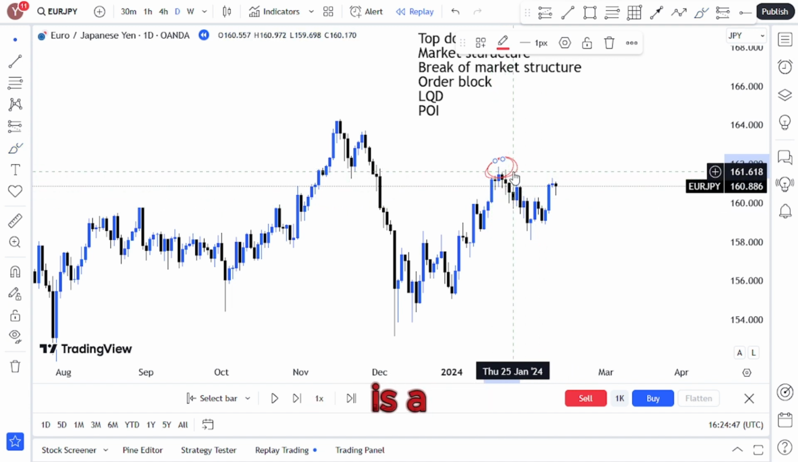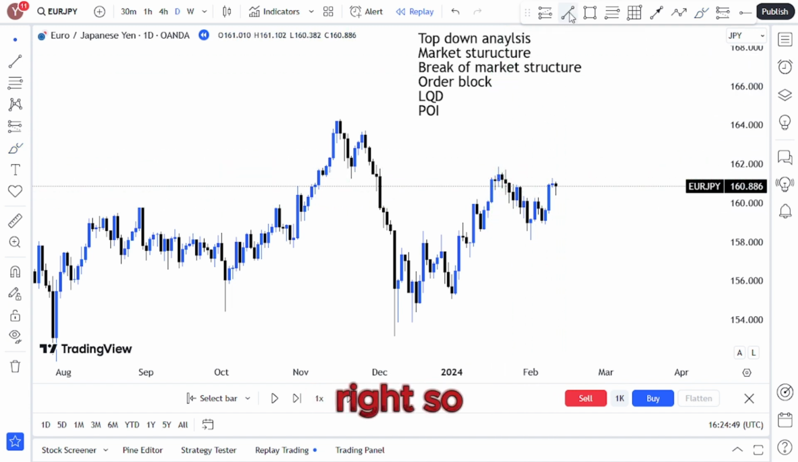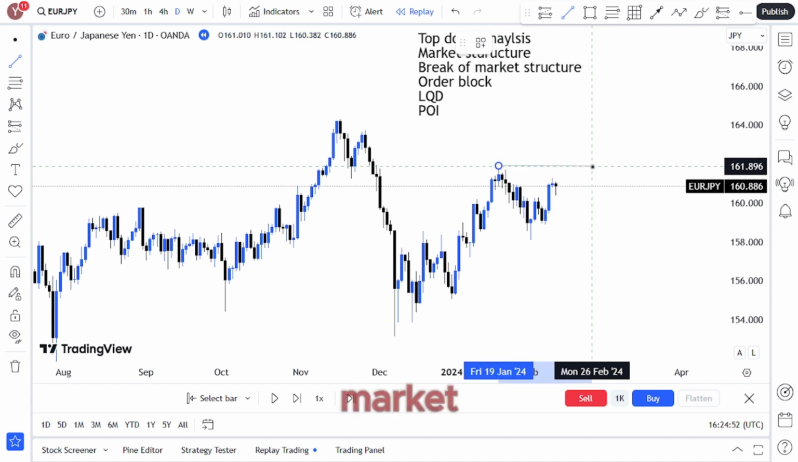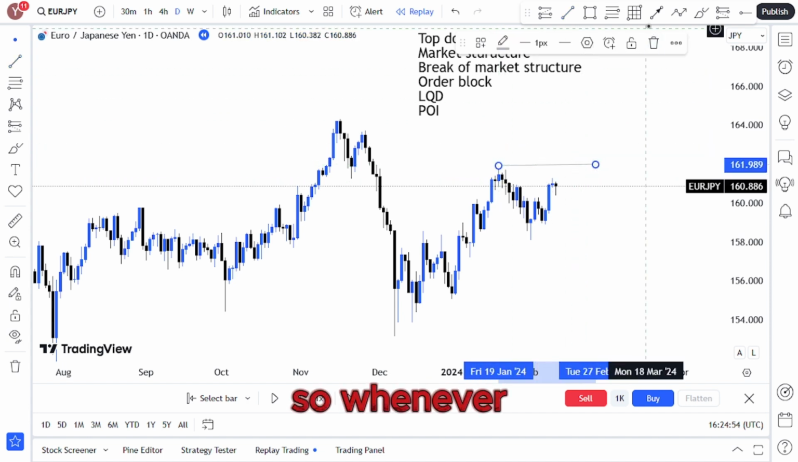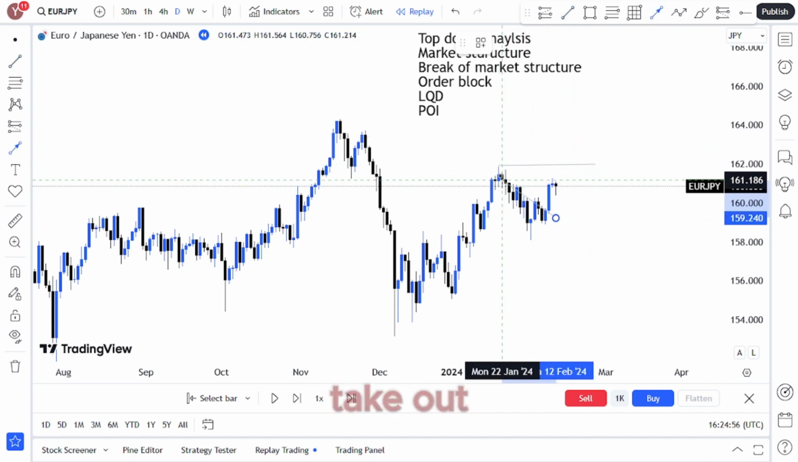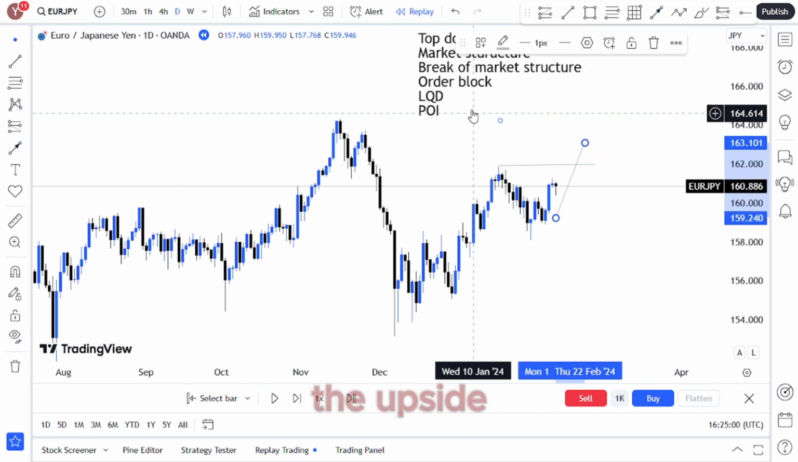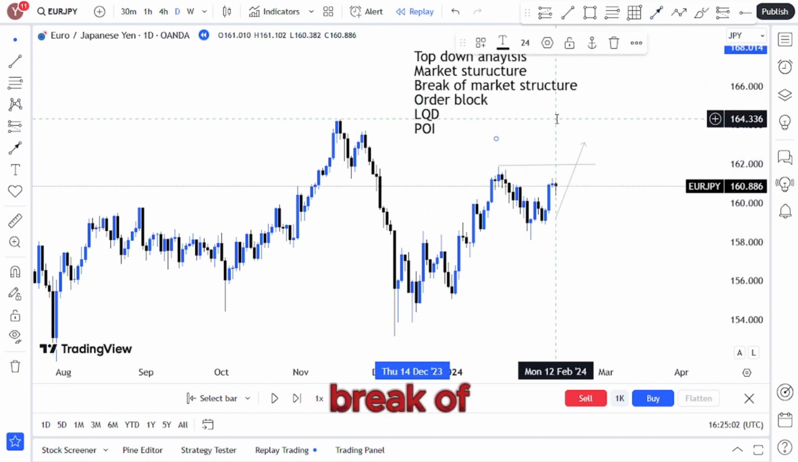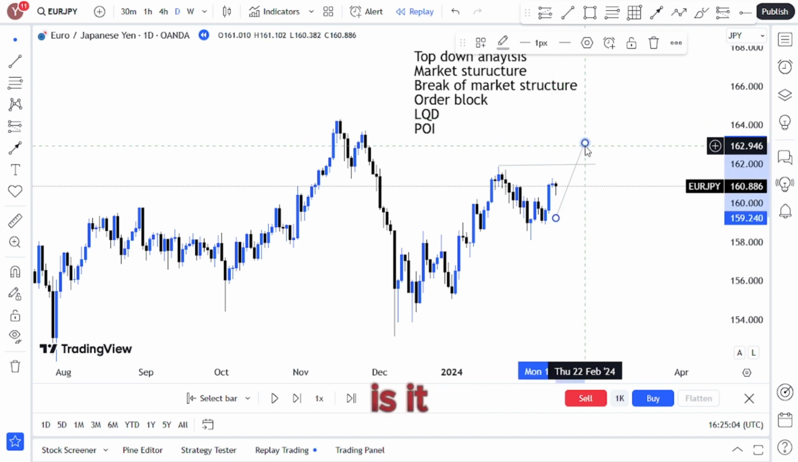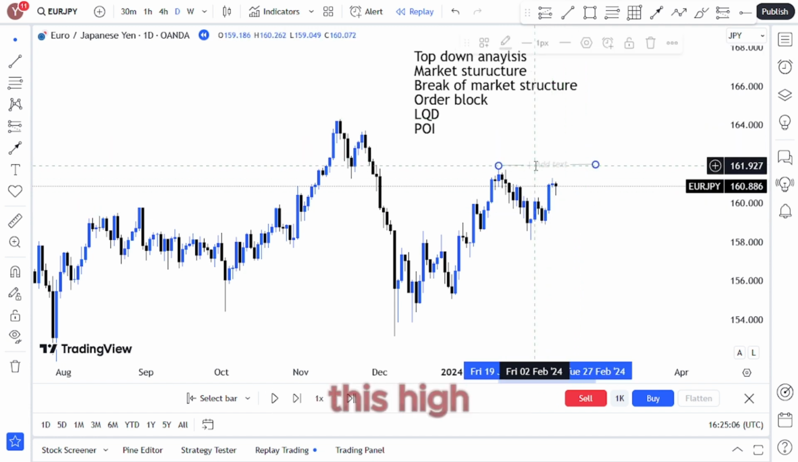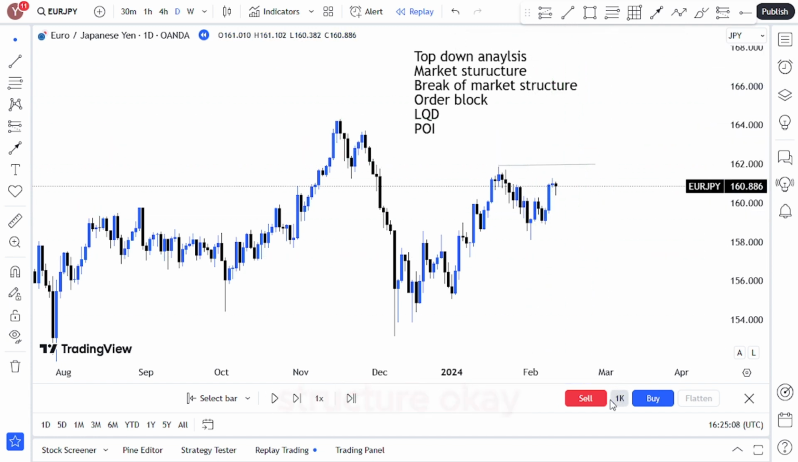This is a high in the market, right? So now let's mark it. This is a high in the market. So whenever price pushes up and takes out this high, it means that price has broken structure to the upside. This is what they call break of structure. Whenever price takes out this high, it means that we have a break of structure.